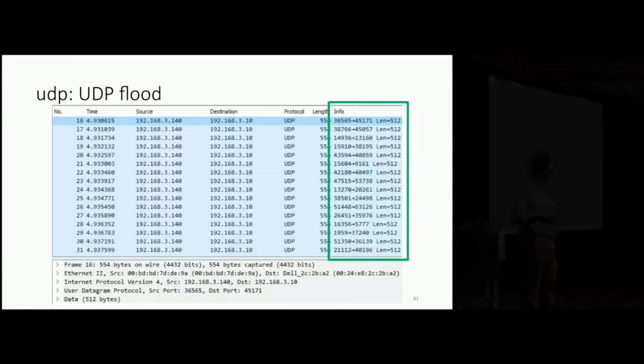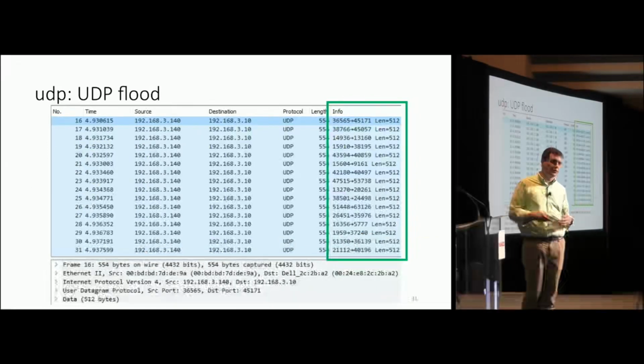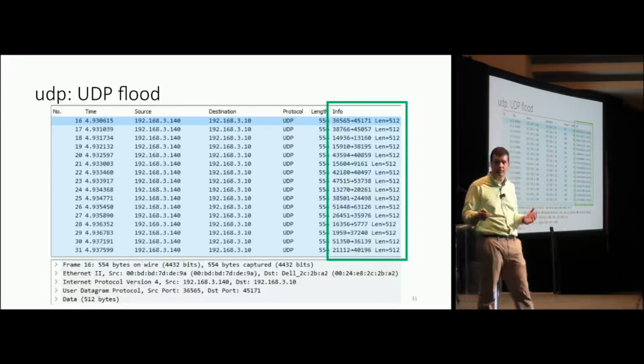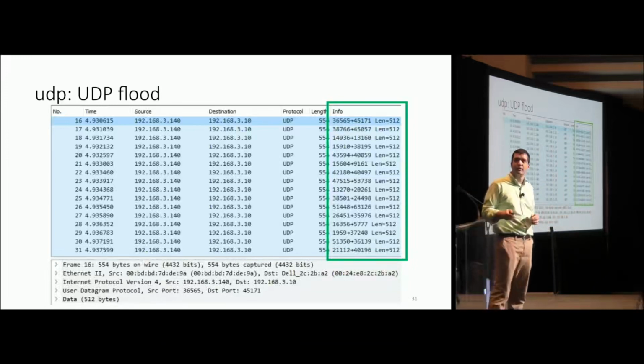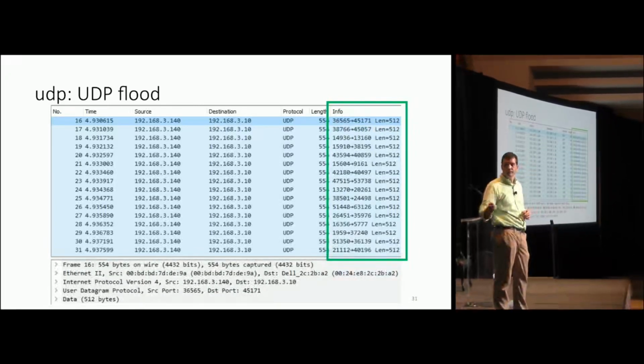Here's what it looks like. Each of these examples, I'll give a Wireshark visual and then a TCP dump. That might be a little bit easier to see for the folks in the back. But again, just an example of random source port, random destination port.